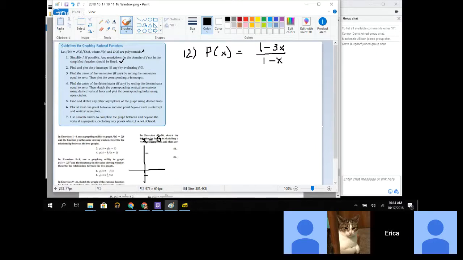So in order to do that, for step 2 you say, well, what happens when x equals 0? What does f of 0 equal? So if I plug in 0, I get 1 minus 3 times 0 over 1 minus 0. So basically, I get 1. So I have a y-intercept of 1. This is telling me when x equals 0, y equals 1.